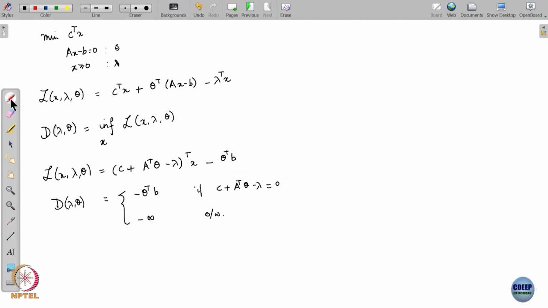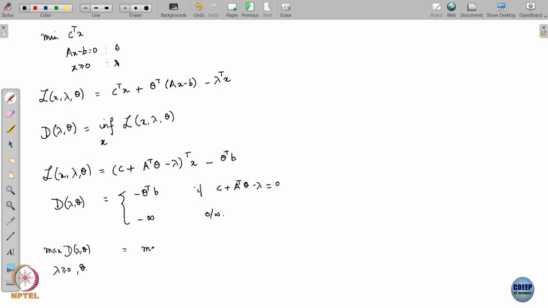Now, if I look to maximize d of lambda comma theta, remember I need to do this over lambda greater than or equal to 0 and over all theta. Then where would my maximum be attained? Well, my maximum cannot be minus infinity, obviously, since it's a maximum. So my maximum is going to be attained over this region. What do I mean by this region? I am looking for the maximum over the lambda comma theta such that they satisfy this.